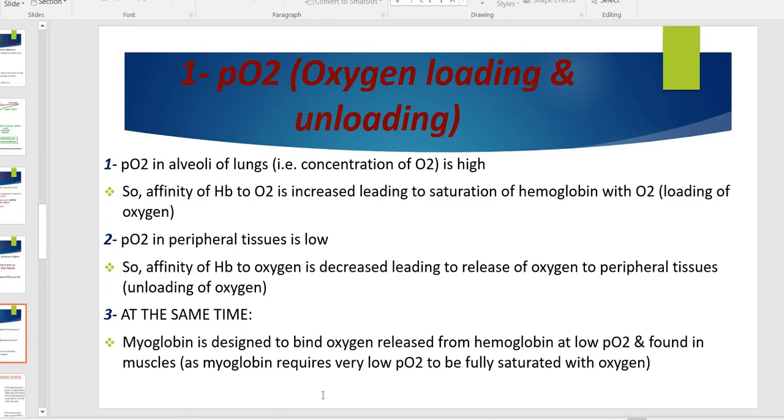The first factor: pressure of oxygen, oxygen loading and unloading. Pressure of oxygen in the lung is very high. This will increase the affinity of hemoglobin to bind with oxygen, leading to full and increased saturation of hemoglobin. At the tissue, where the pressure of oxygen is low, there is low affinity of hemoglobin to oxygen, so hemoglobin will release its oxygen to the tissue, and this is the main function of hemoglobin. At the same time, myoglobin is designed to bind with oxygen released from hemoglobin at low pressure. So myoglobin will bind to oxygen in the muscle and release it on muscle demand.